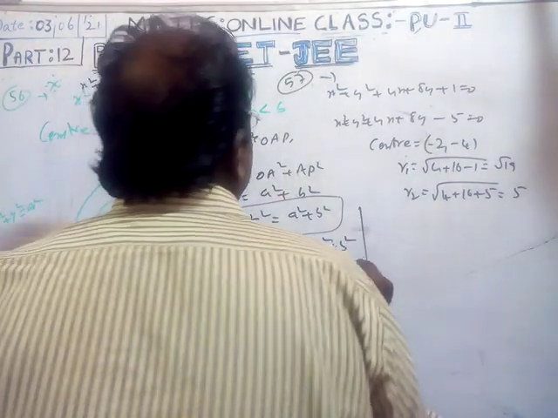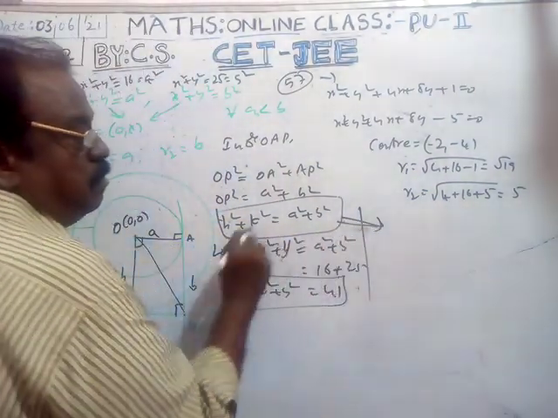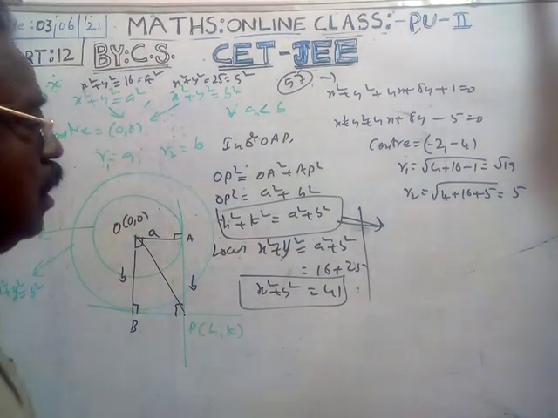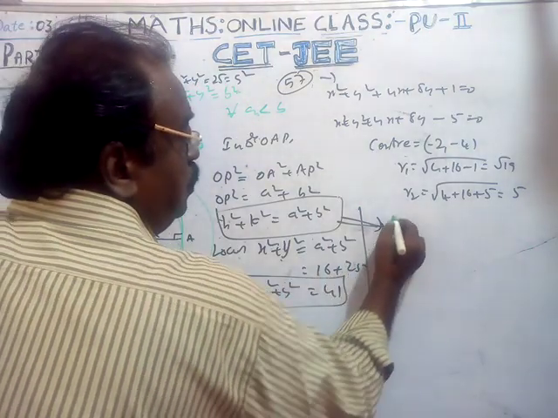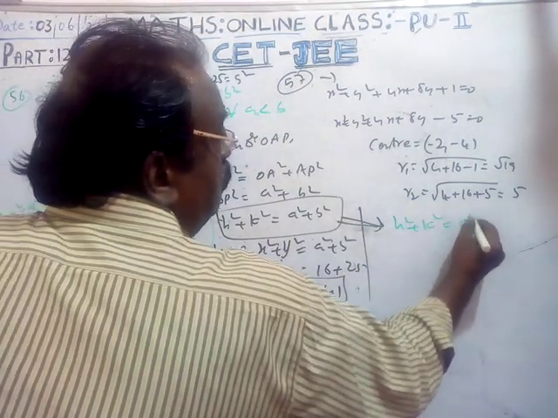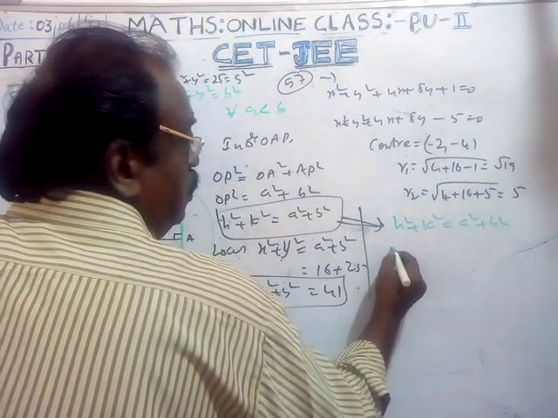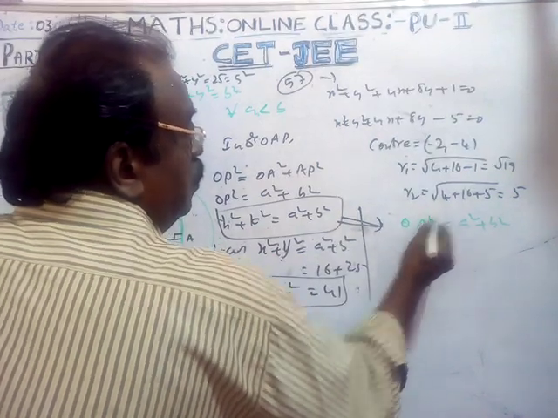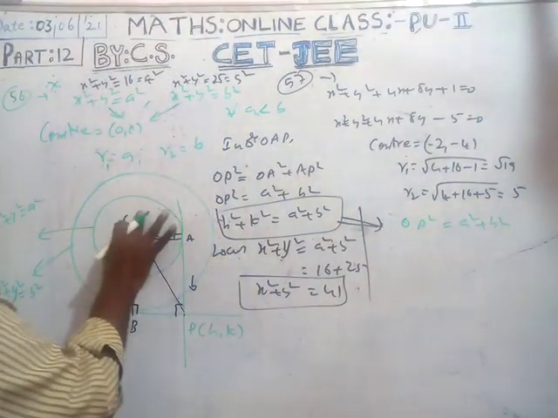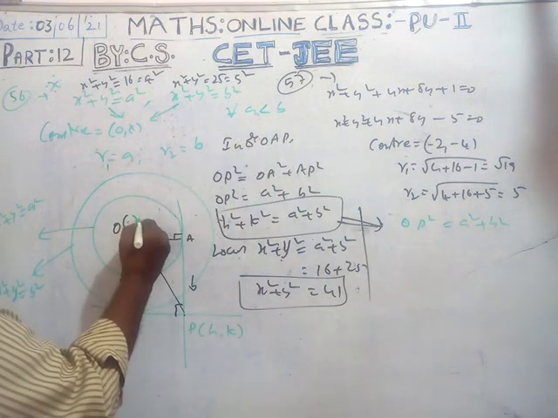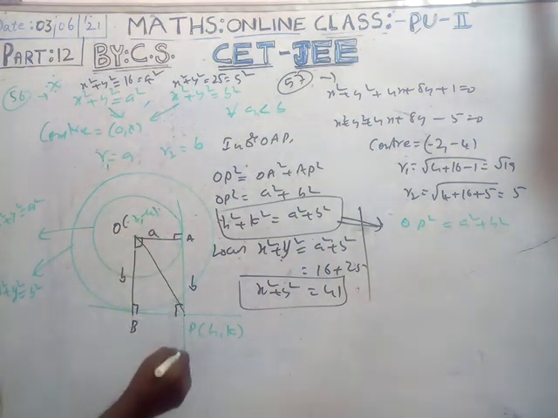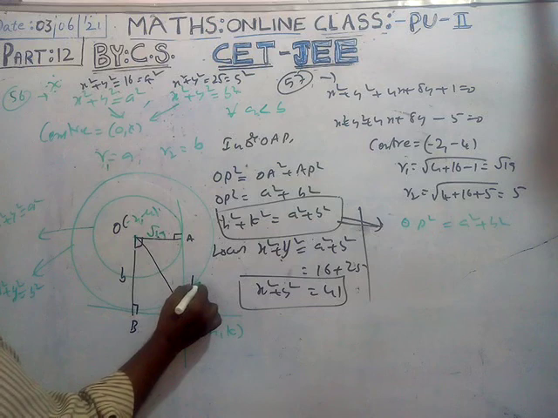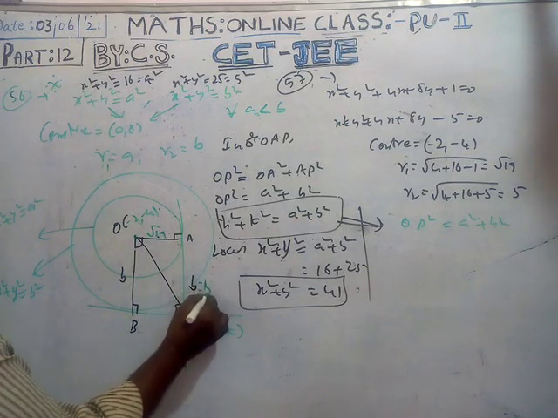Okay, now? That's the same concept. You take the same concept. Here it is h square plus k square is equal to a square plus b square. But I will write it here. It is OP square. But what is OP square? Here the center is a different one, it is minus 2 comma minus 4. Of course, a means it is root 19, and b means it is 5.